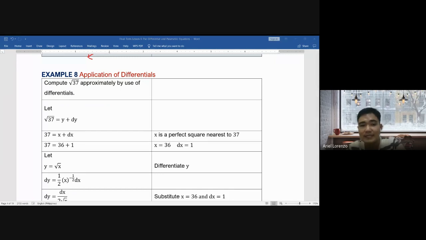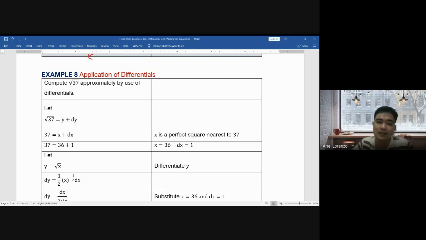Dito kayo makinig, sa application of differentials. Ito yung lalabas sa quiz nyo on Monday. Sige, pag-isipan ko kung Monday or Tuesday. Okay? Compute square root of 37 approximately by use of differentials. So, class, I repeat, isulat nyo to para maintindihan nyo.